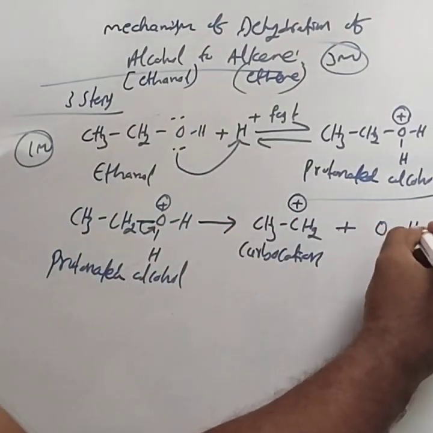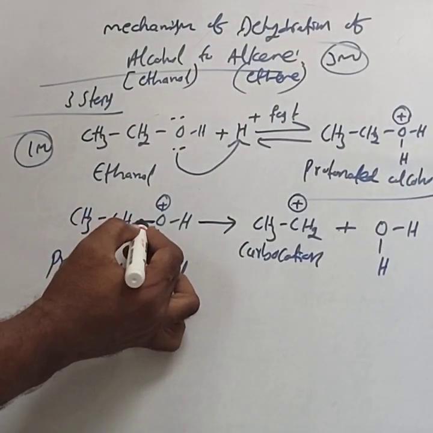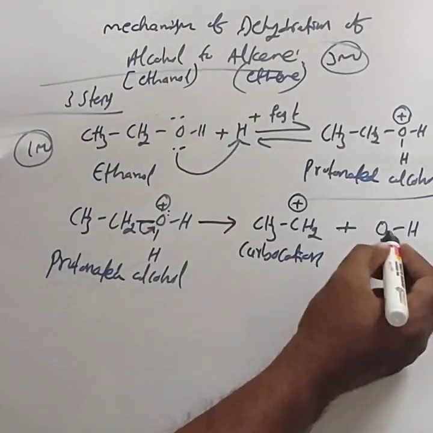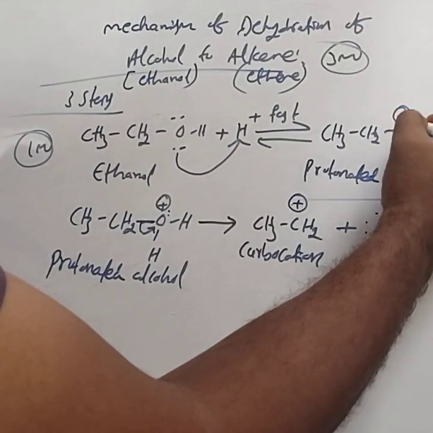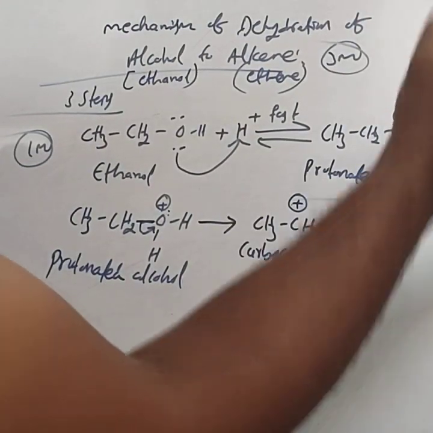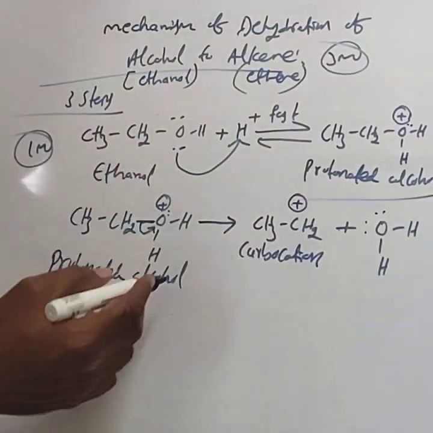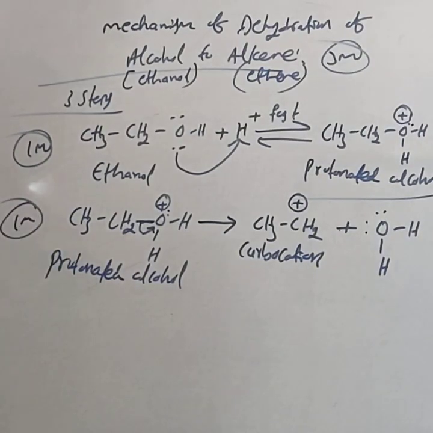Then it forms H2O. By shifting of these bonded electrons towards oxygen, here the oxygen gets two lone pairs. Here the oxygen also contains one lone pair. This is the formation of the carbocation. The second step is the formation of the carbocation. This step carries 1 mark.